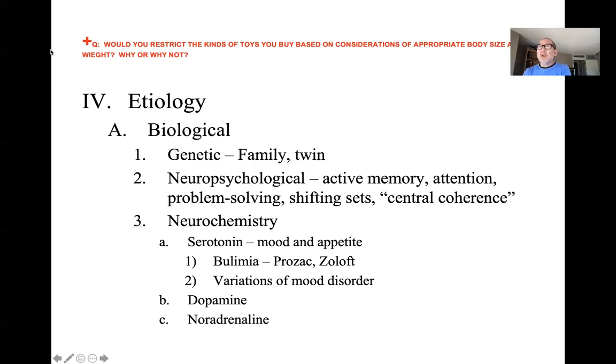They also seem to demonstrate some difficulties with shifting cognitive sets and with establishing central coherence in their processing of information. In terms of neurochemistry, we see problems in serotonin. No big surprise, serotonin is a neurotransmitter involved with mood, eating, and sleep regulation. So bulimia is often treated with Prozac or Zoloft, very commonly effective. With anorexia nervosa, it's almost part and parcel that they'll be prescribed some kind of antidepressant, because what's going on besides the anorexia is almost always some kind of serious depression. Dopamine and noradrenaline seem to also be involved.